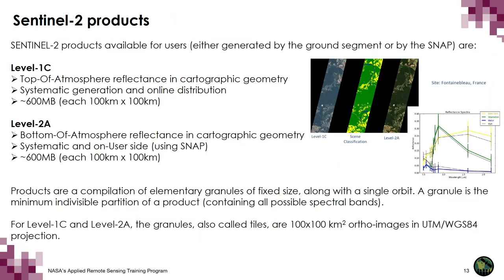We have 2 levels of Sentinel-2 product, level 1C and level 2A, distributed in 100 km by 100 km granules, which are the minimum indivisible parts of the product. These products are distributed free of charge, in free and open mode, through the Copernicus Open Access Hub. Level 1C is the top of atmosphere reflectance in cartographic geometry, and level 2A is the bottom of atmosphere reflectance in cartographic geometry.